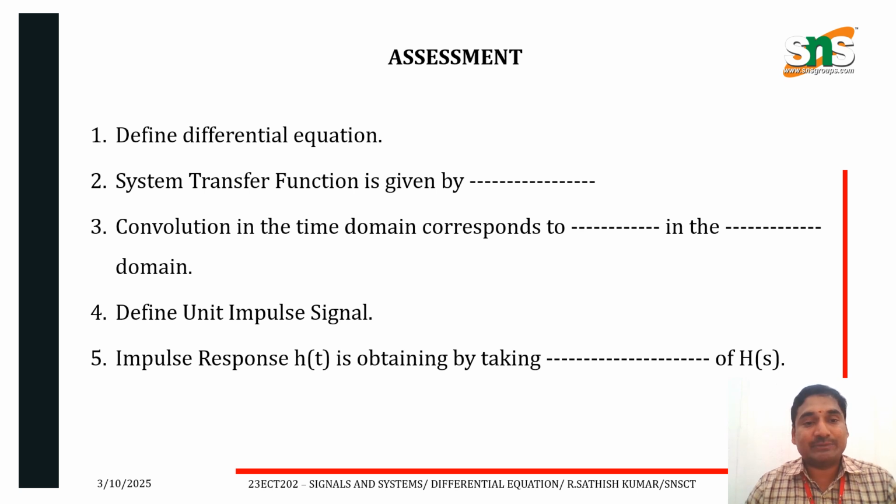Now we can see the assessment. Define differential equation. A differential equation relates the input and output of the system. The system transfer function is given by H of s is equal to Y of s divided by X of s. Convolution in the time domain corresponds to multiplication in the frequency domain. Define unit impulse signal. It is represented as delta of t, and when applied to the system we get the impulse response of the system. Impulse response h of t is obtained by taking the inverse Laplace transform of H of s.